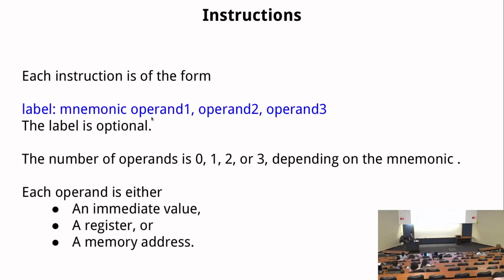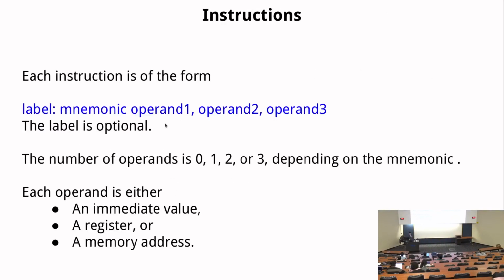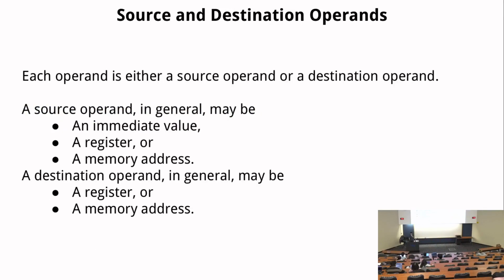Then there could be many operands, basically parameters, arguments to this instruction. I think there could be more than three. Some of the instructions may have more than three. Some of the instructions do not really have arguments. The argument could be an immediate value. It could be a register. It could also be a memory address. Usually, there is a source operand or several source operands and one destination operand.